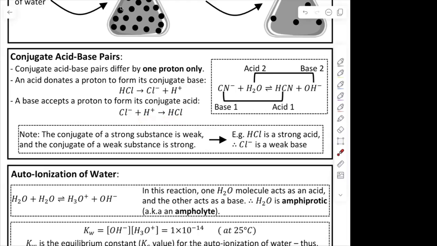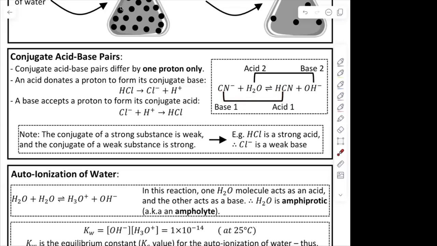So we've got CN minus plus H2O becomes HCN plus OH minus. So we can see that CN minus is our base, because from CN minus, it becomes HCN. It accepted an H from the water, right? And in this case, HCN becomes our conjugate acid. So we label that: our original base is B1, our conjugate acid is A1, right?